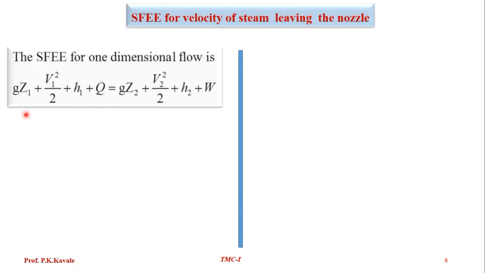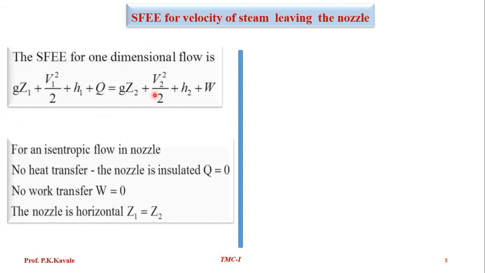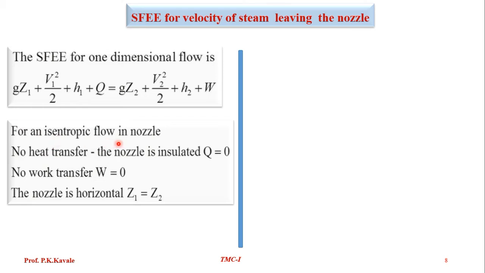So steady flow energy equation. This is the steady flow energy equation at an inlet and at an outlet. We assume isentropic flow, so isentropic flow means Q is 0. There is no work done, so the work done is also 0. So what is exactly happening in the nozzle? The enthalpy decreases, and due to that there is an increase in velocity.